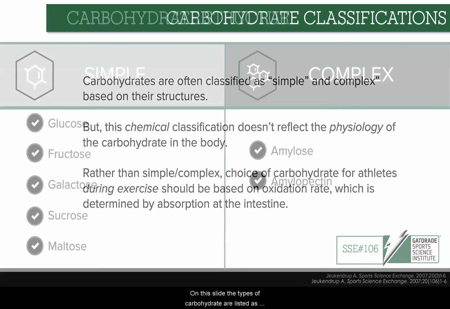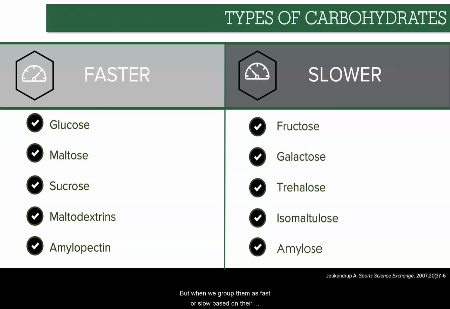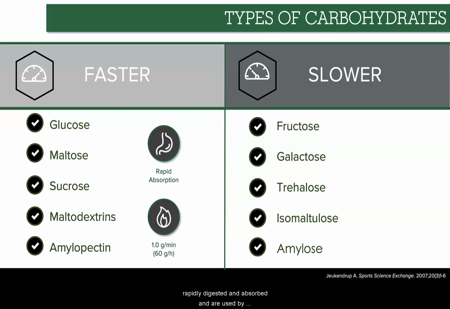On this slide, the types of carbohydrate are listed as simple and complex, as we've been discussing, with the mono and disaccharide under simple and starches under complex. But when we group them as fast or slow based on their oxidation rates, you see the list change. Glucose, maltose, sucrose, maltodextrin, and amylopectin are all considered fast carbohydrates since they are rapidly digested and absorbed and are used by the muscle at a rate of 1 gram per minute during exercise.